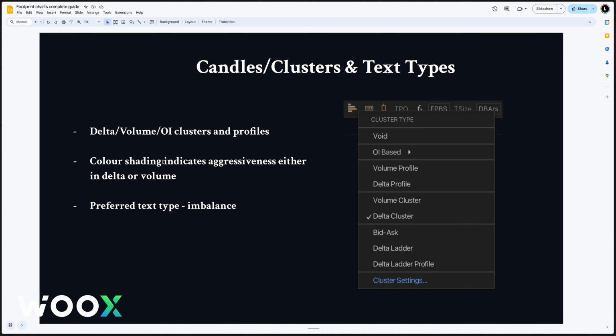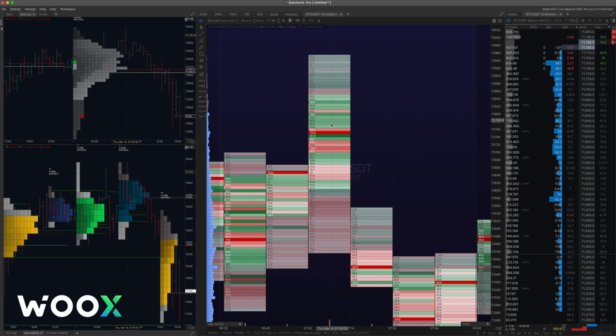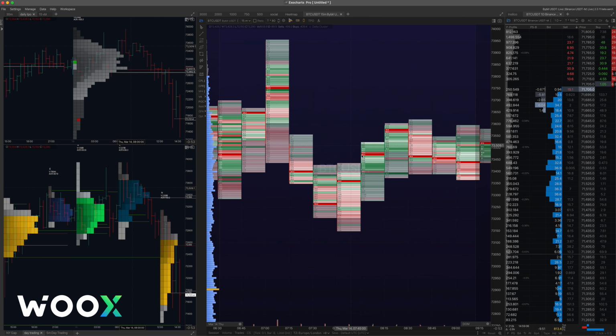Like I said, color shading indicates aggressiveness in delta or volume, either in delta or volume. Depends on your settings, right? Because in this case, the shading is based upon delta, so where's the aggressive delta coming in. If you changed it to volume, it would shade where the most volume really is coming in.